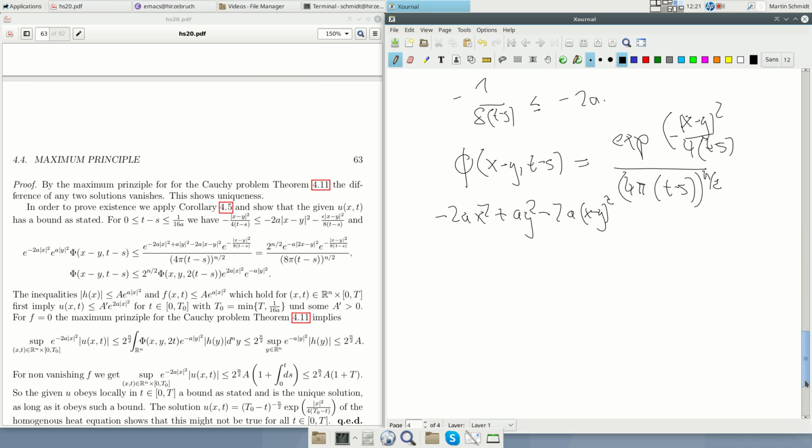So what is this? If we multiply this out, how many x squared do we get? We get 2 minus 2, that is minus 4a x squared. How many y squared do we have? Here we have minus 2 plus 1, that is minus y squared. And how many xy do we have? Here we have plus 2xy. Sorry.